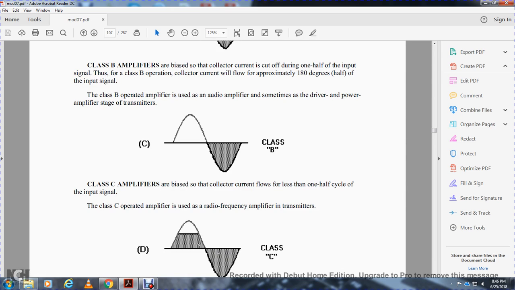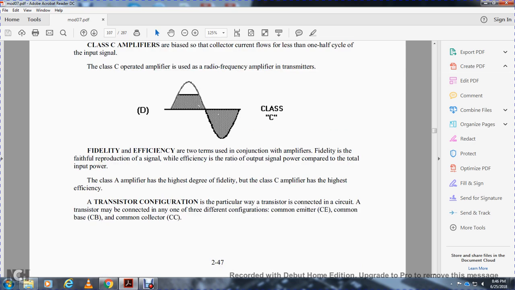Class C amplifiers are biased so that collector current flows for less than one half of the cycle of the input signal. Class C operation is used in radio frequency amplifiers and transmitters.